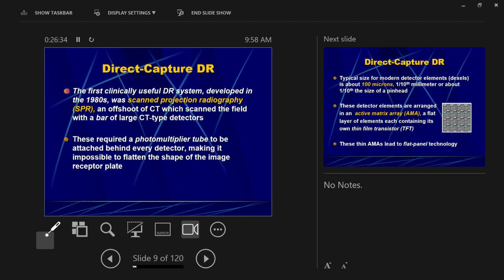Okay. Direct capture has been around for actually a little while now. The first system was developed in the 1980s. It was a type of CT, or computed tomography. You know computed tomography as CAT scans, probably, CT scans. It was a type of CT scan. And that's really all you need to take away from this, is that the first clinically used DR system was built in the 80s and was used to act as the detector cells for a type of CT scanning.